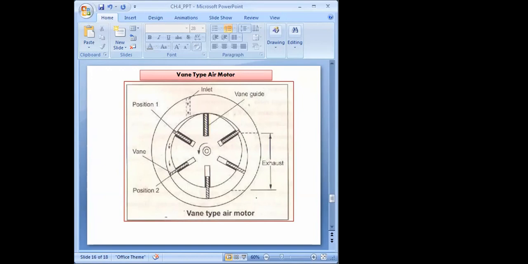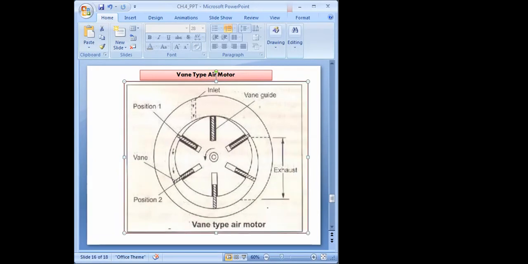Now let us go to the construction and operation of the vane type air motor. For that I have shared this diagram of the vane type. This figure is a typical vane type air motor, please look at the screen. Please remember, this type of vane type air motor normally provides rotation in one direction only.